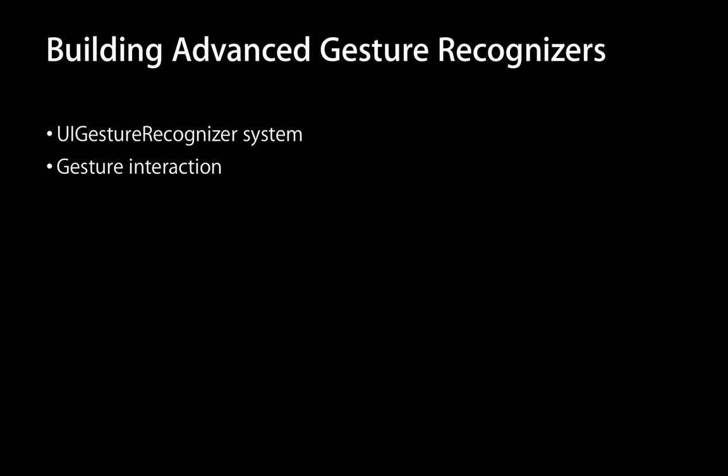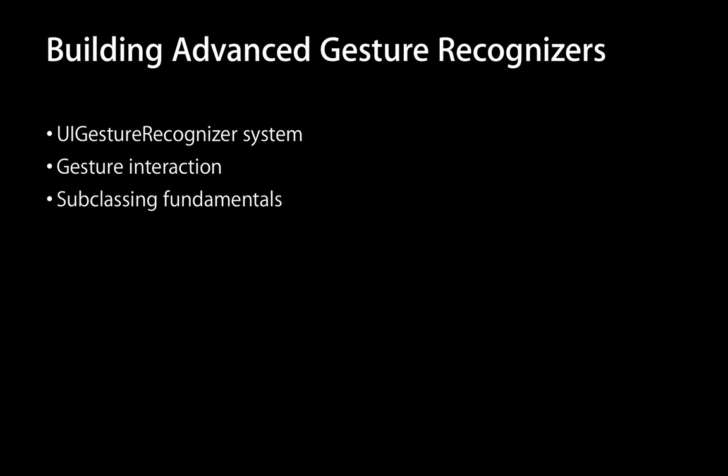And then from there, once you understand what the Gesture Recognizer system's about, we want to talk a little more about gesture interaction, because this is one of the biggest reasons for the Gesture Recognizer system to exist at all: to manage the interaction between multiple different gesture recognizers. And then after we've gone over that, Andy's going to spend some time talking about subclassing fundamentals.